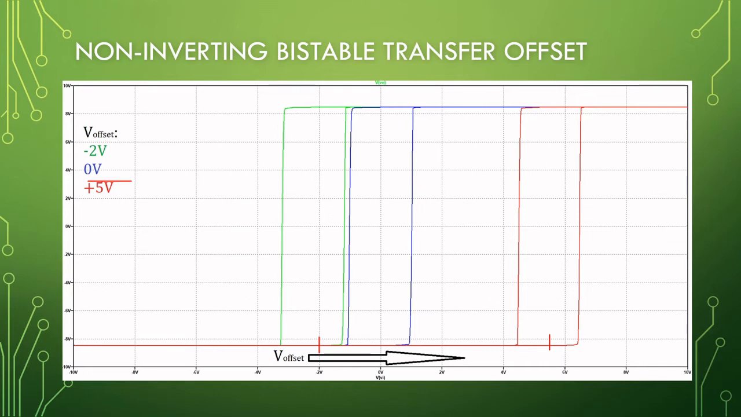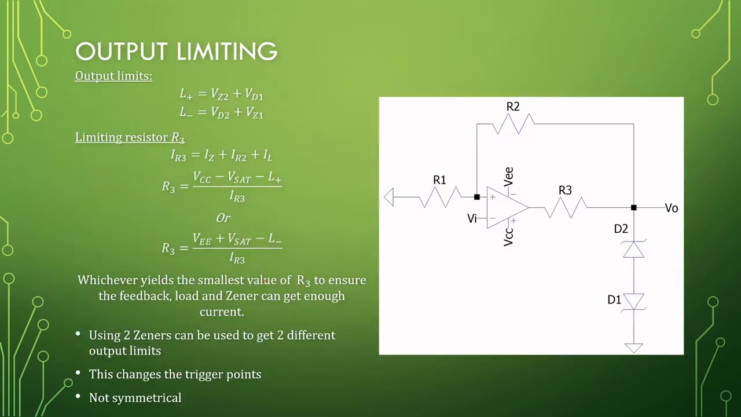And that is it for the bistable itself. Now let's look at these limits. At this point, the limits are determined by the op amp itself and the rail provided. Now, the rail in a system is not always going to be stable, so we want our limits to be at values that we choose.